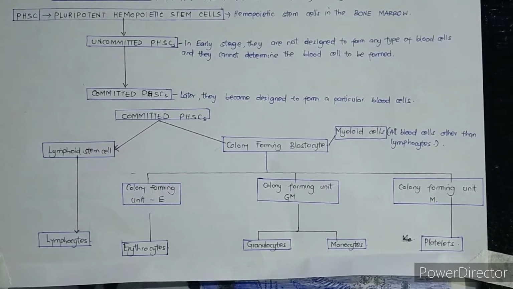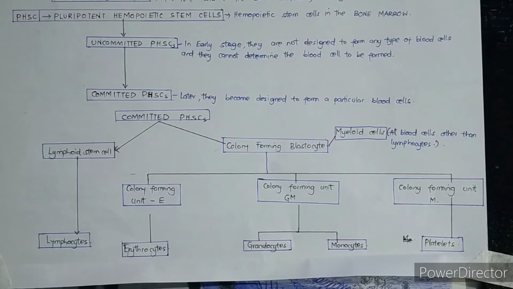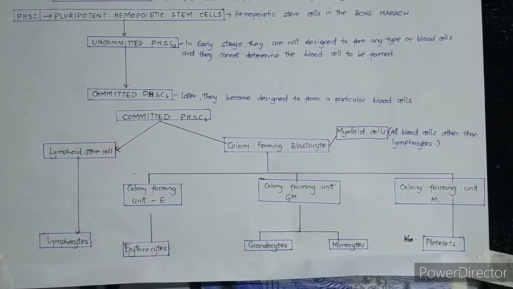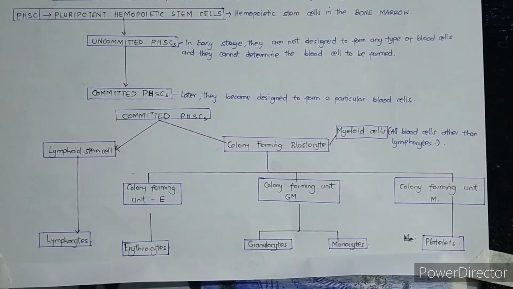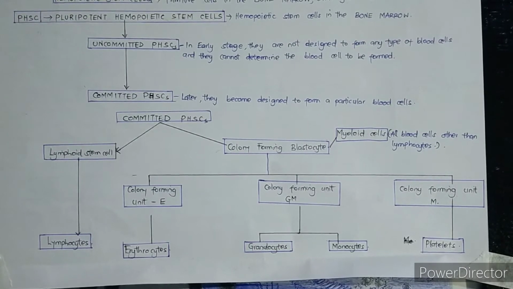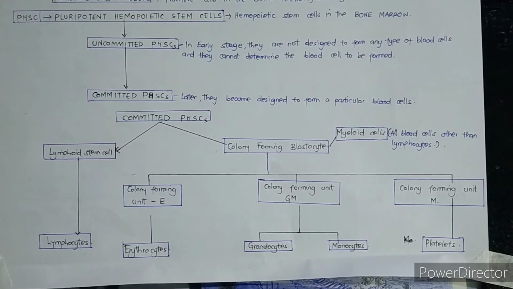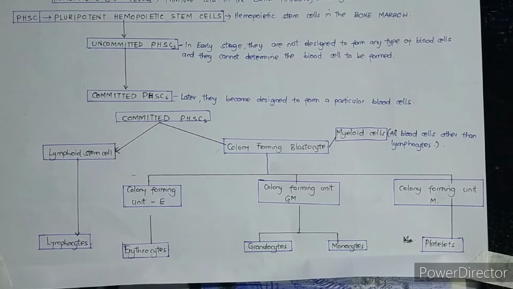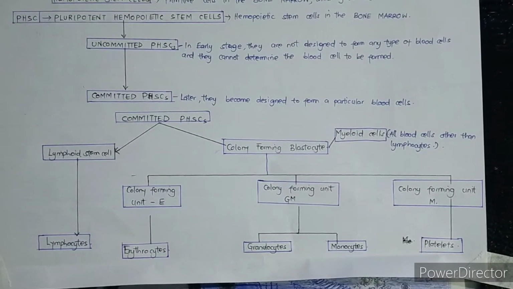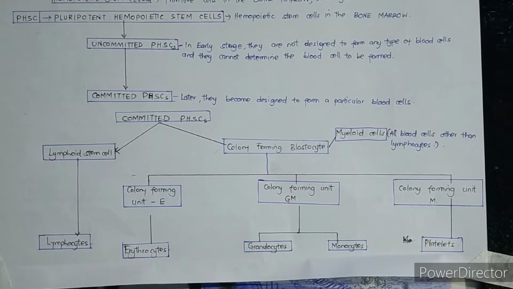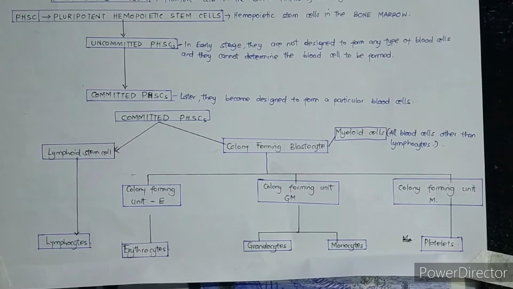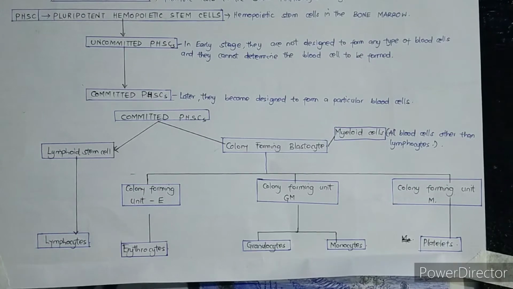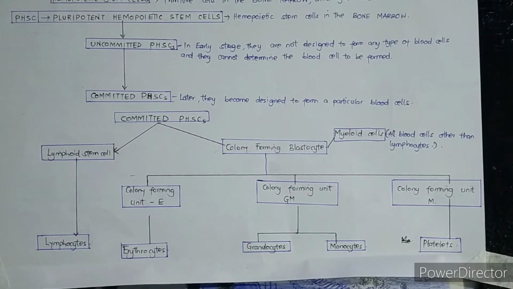Myeloid cells are all blood cells other than lymphocytes. When grown in cultures, they form three colonies, hence the name colony-forming unit E, colony-forming unit GM, and colony-forming unit M. Colony-forming unit E gives rise to erythrocytes, colony-forming unit GM gives rise to granulocytes and monocytes, while colony-forming unit M gives rise to platelets.